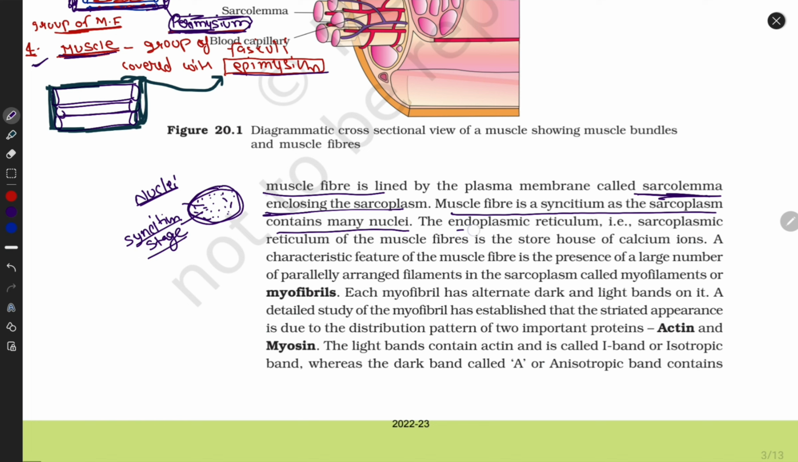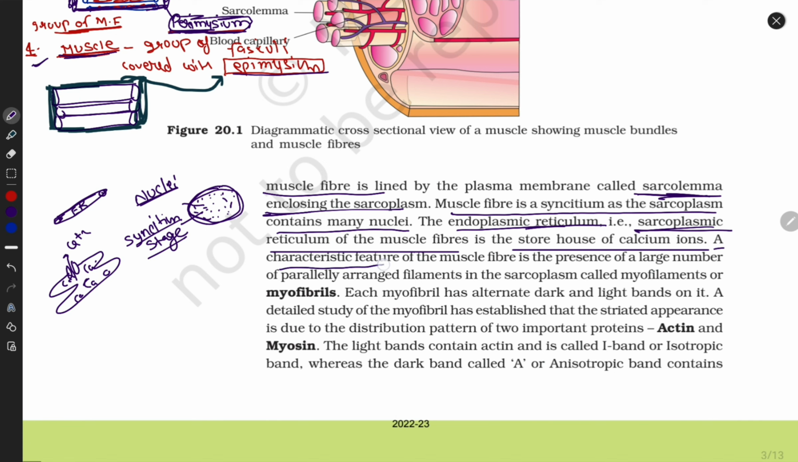Alright guys, the endoplasmic reticulum, we call it a sarcoplasmic reticulum in muscle cells. We know that muscle cells contain ER. In muscle fibers, ER, we call it a sarcoplasmic reticulum. This is the storage house of calcium ions. They store what? I told you before, they store calcium. We talked about it in cell signaling.